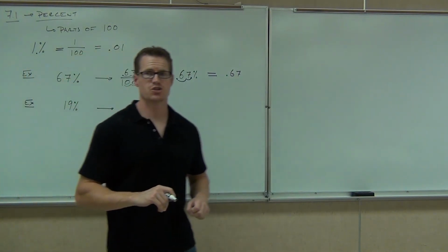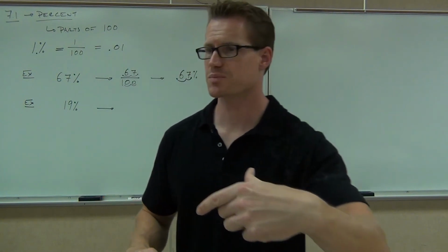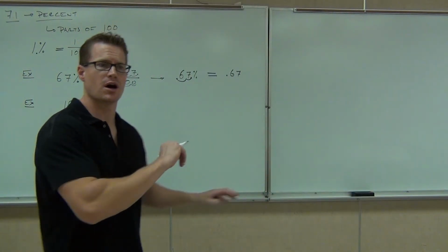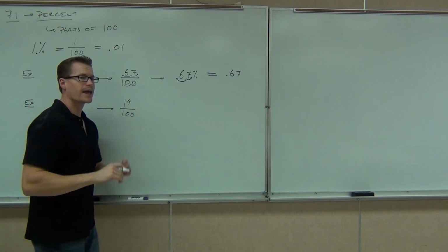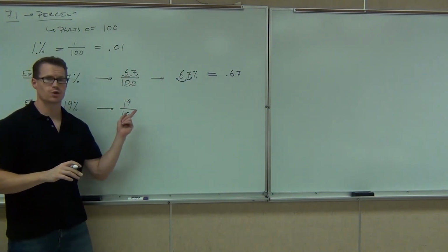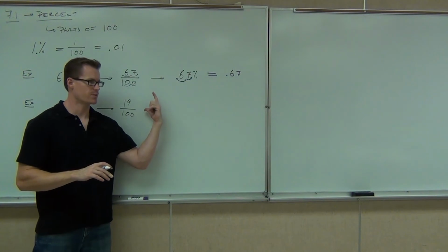Okay, as a fraction, we should get something over 100 because percent means parts of 100, so what do we get over 100? 19. That's our fraction right there. And normally, if you were able to reduce these, you would. Now, these aren't reducible, so we leave them the way they are.